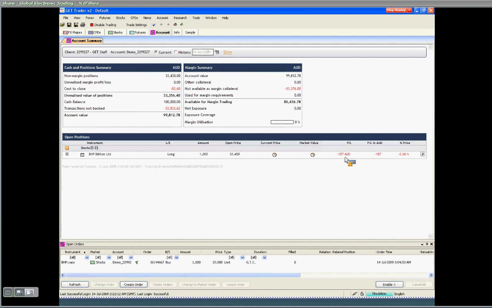187 Australian dollars. If you had offshore or international stocks, let's say in the United States, then the P&L here would be represented in US dollars, and the system will automatically convert it into Australian dollars at the current exchange rate applicable to whichever currency. So similarly, if it was in Europe, it would have euro. In London, it would have pounds.